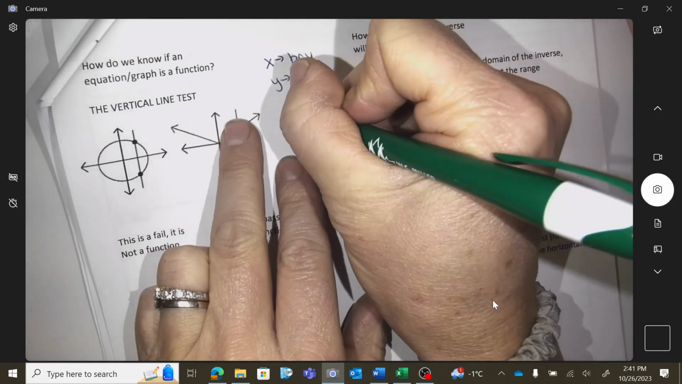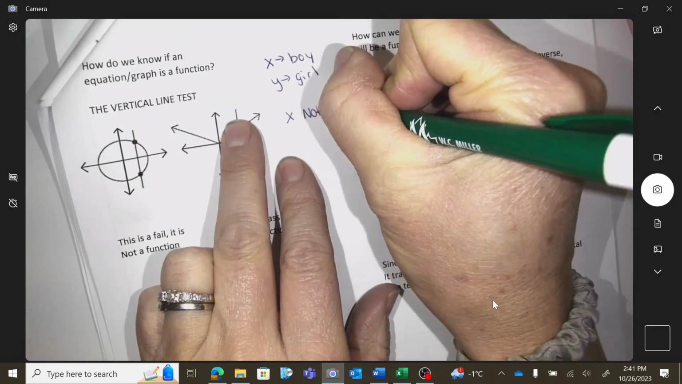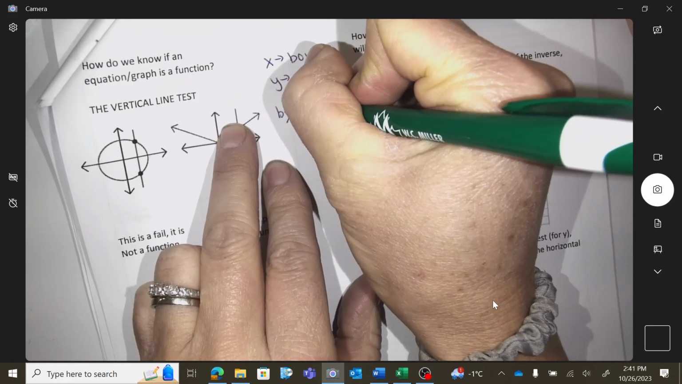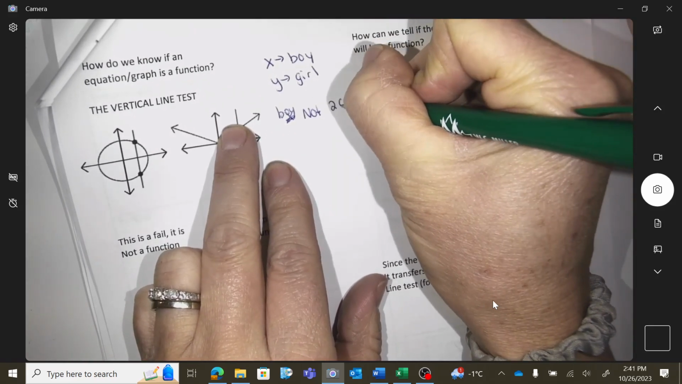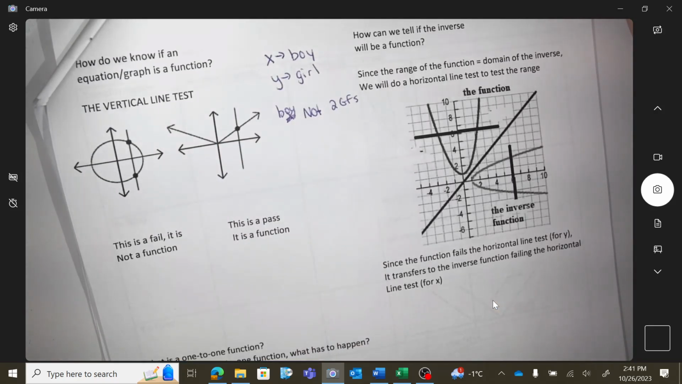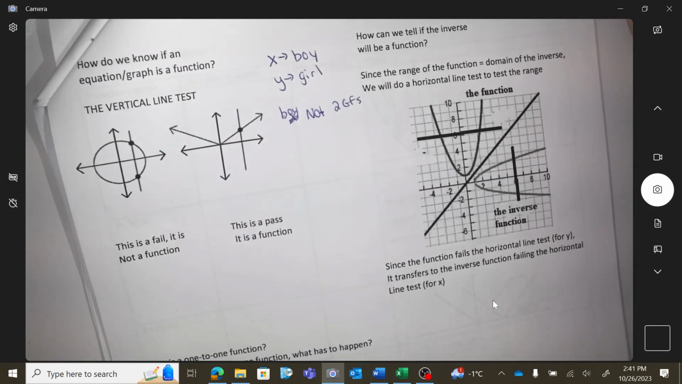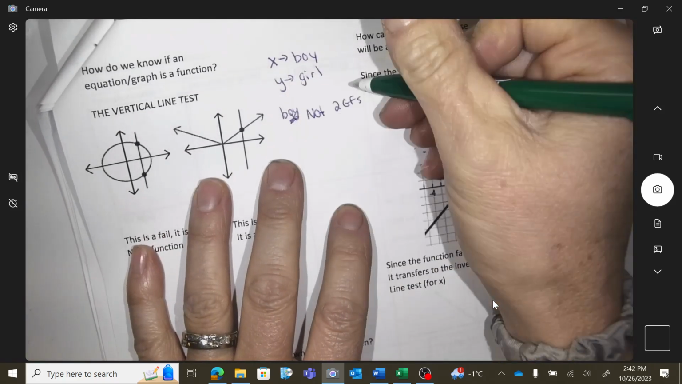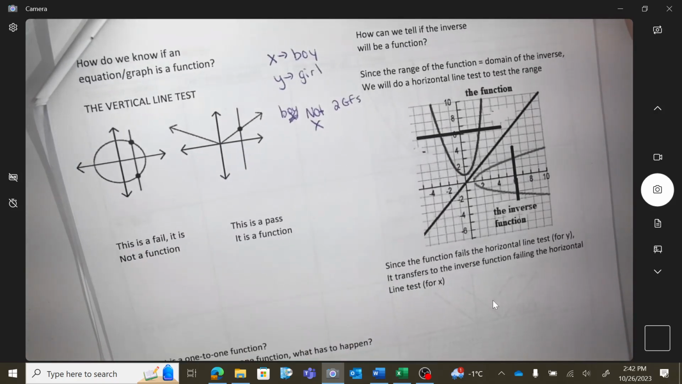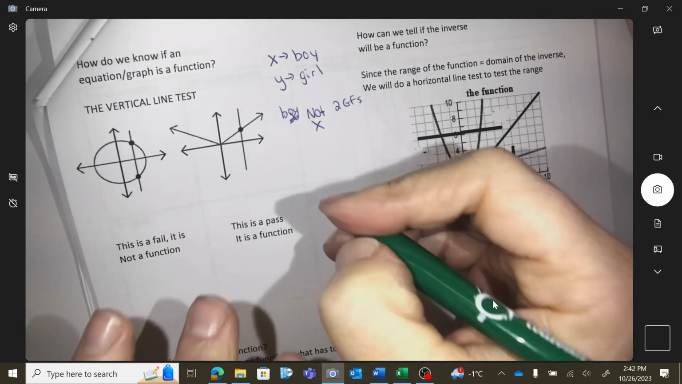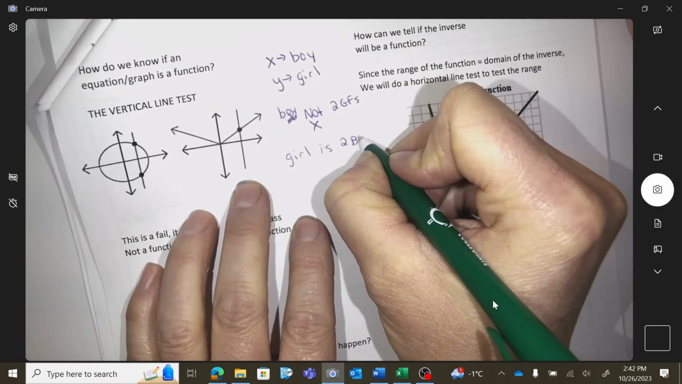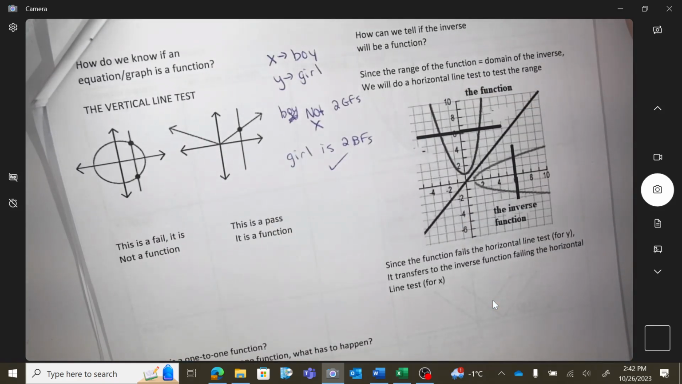Did you know that a boy is not allowed to have two girlfriends? Boys can't have two girlfriends. And a girl is allowed to have two boyfriends. That's okay.